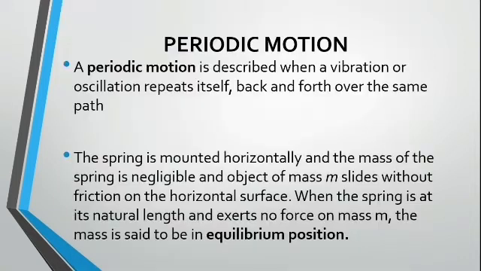Another example is when you have a spring mounted horizontally, and the mass of the spring is negligible, and the object of mass M slides without friction on the horizontal surface. When the spring is at its natural length and exerts no force on mass M, then we say that the mass is in equilibrium position.